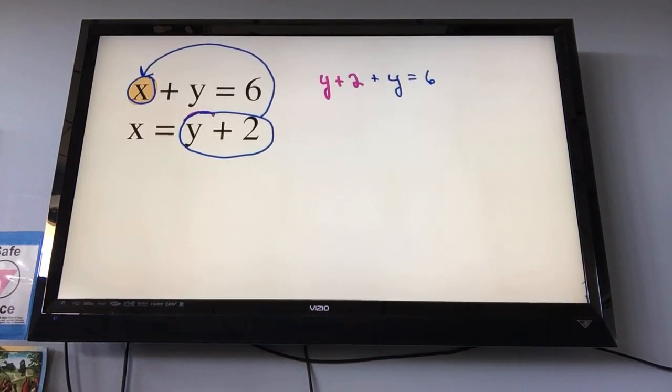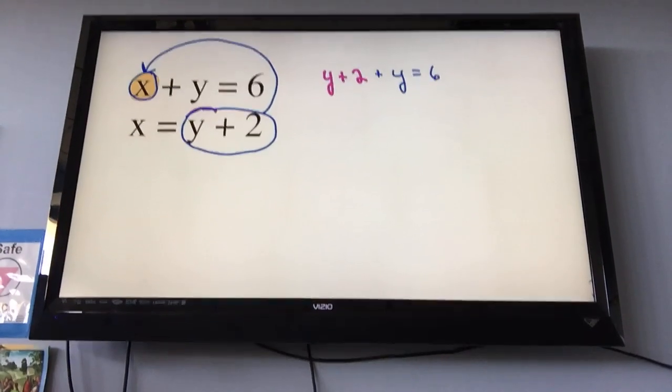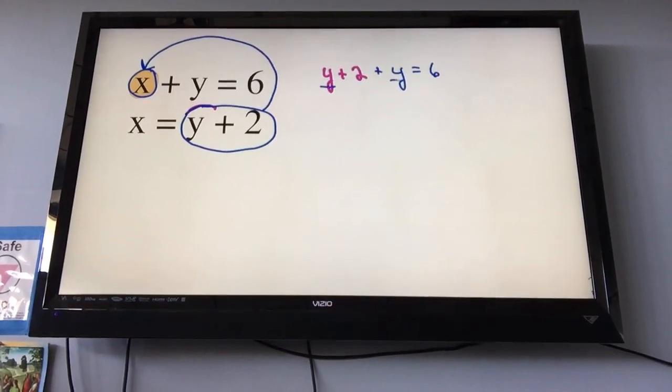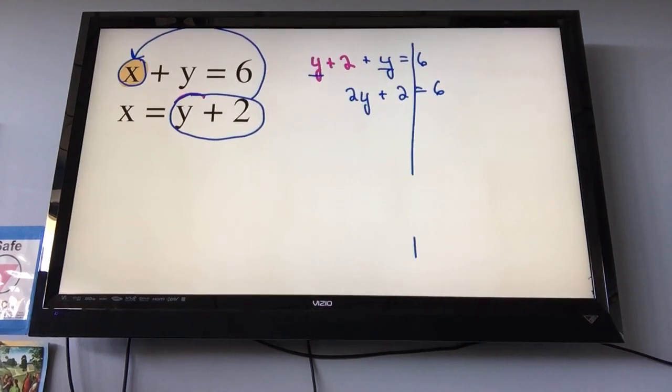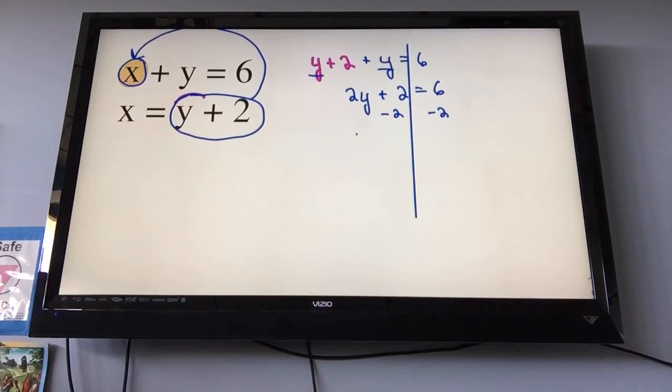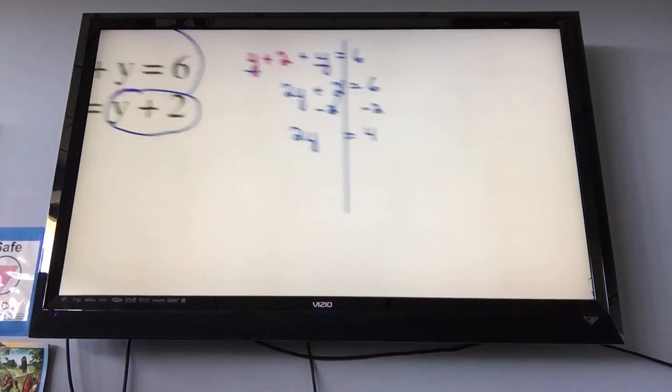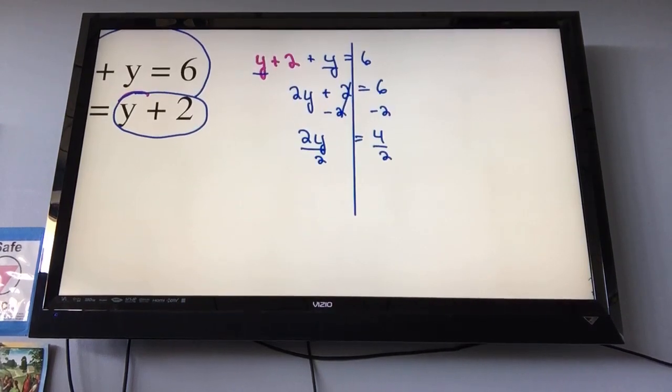Yes? So do we have to combine the y's? Well, now I'm going to solve it. Yeah. So now I solve it. This is the part that we should know how to do based on what we've been doing since September, solving the equation. So I'm going to combine my y's. 1y and 1y is 2y. This is all stuff we've done already. You're trying to get y by itself, so I'm going to subtract the 2. So 2y equals 4. Divide by 2. And y equals 2.